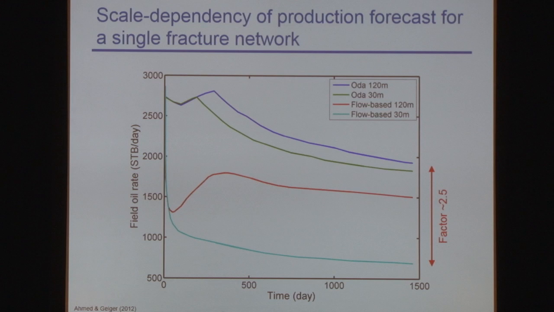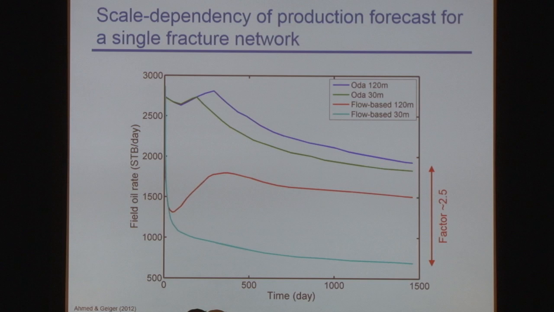We play this game further and I look at how the production forecast changes, again in a single fracture network, upscaled using different methods, upscaled on different grid blocks. We see that the oil production rate can vary about a factor of 2.5. It may not sound like much, but if you're basing your decision of how to design a $1 billion oil platform on uncertainties that are 250% in oil production rates, simply depending on where I click a button in a geomodeling platform or an upscaling process, that's quite dramatic.